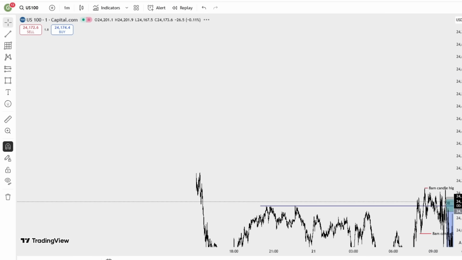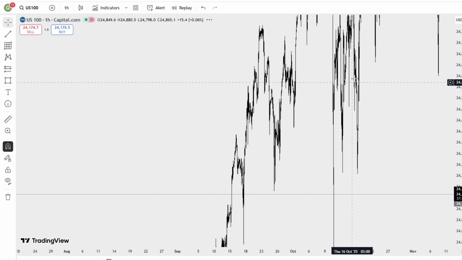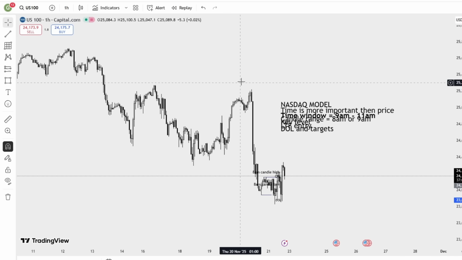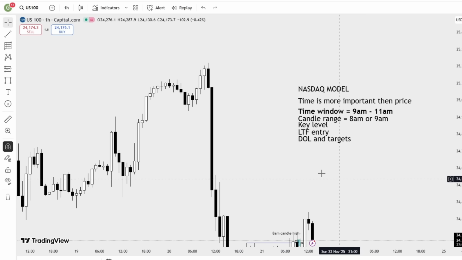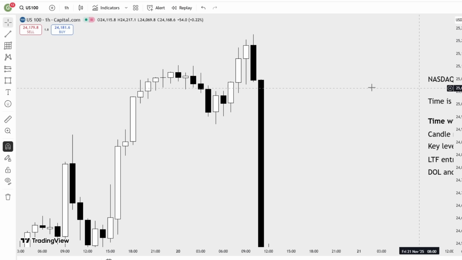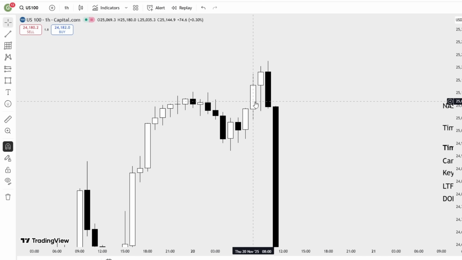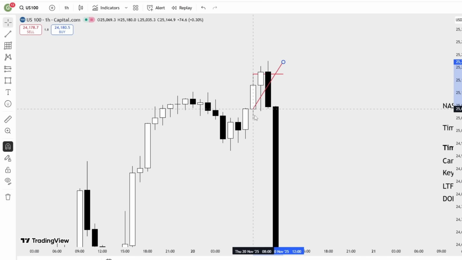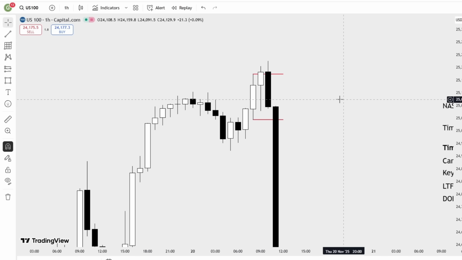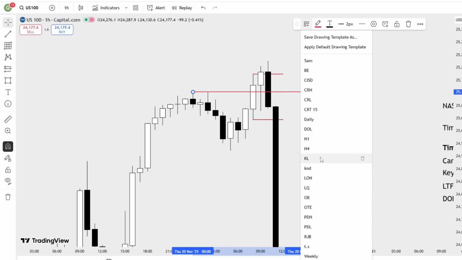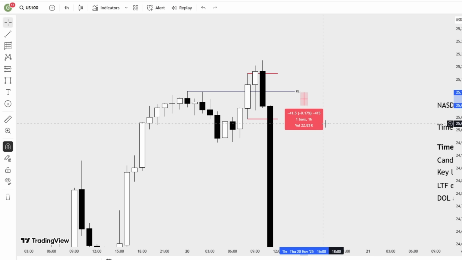So yesterday we had a trade as well, because we have trades every day in this model, right? So we're going to look for the 8 a.m. candle. First things first, where is our 8 a.m. candle? Oh, this guy here, the 8 a.m. candle. Red, 2 pixels. Candle range, right? We have a key level right here, right? Key level, 8 a.m. candle range.